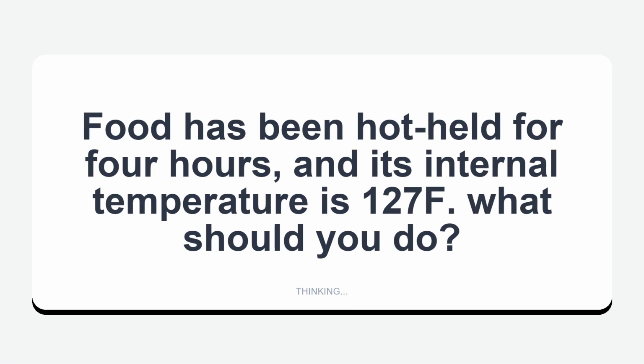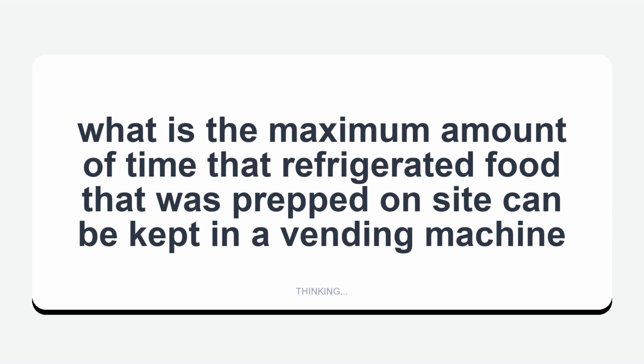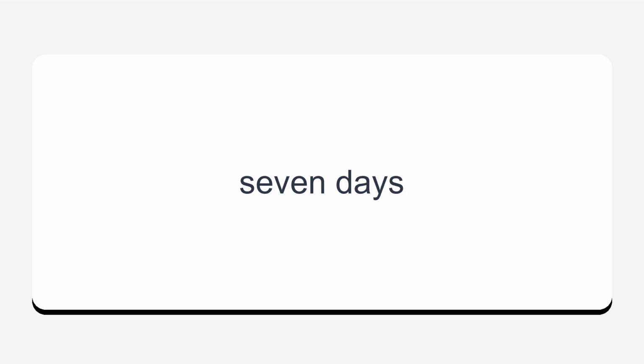Food has been hot held for 4 hours, and its internal temperature is 127 F. What should you do? Throw it out. What is the maximum amount of time that refrigerated food that was prepped on site can be kept in a vending machine? 7 days.